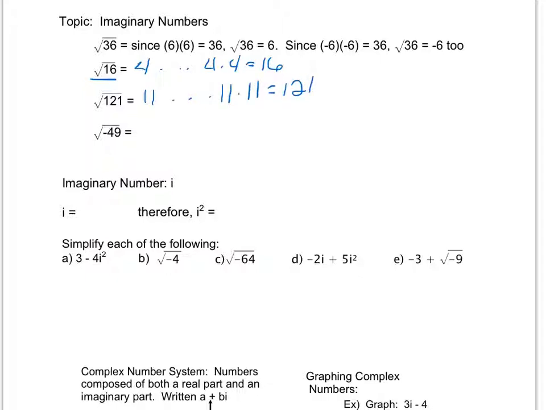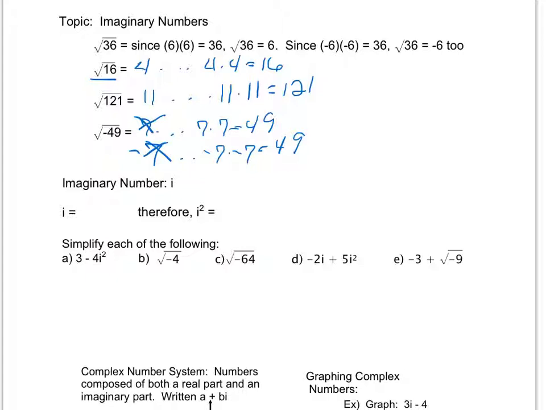I can say the square root of negative 49. Maybe I say it's 7. Well, no, I know 7 times 7 is 49 positive, so that didn't work. Maybe then it must be negative 7. Well, since negative 7 times negative 7 is also positive 49, that doesn't work either. So how do I take the square root of negative 49?